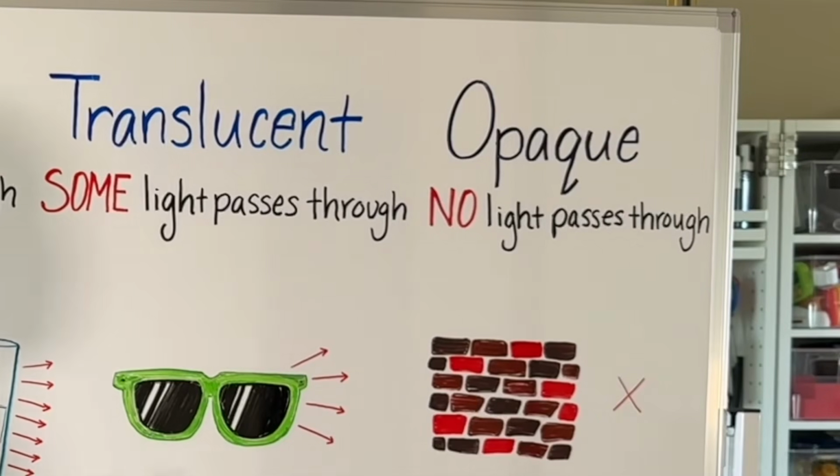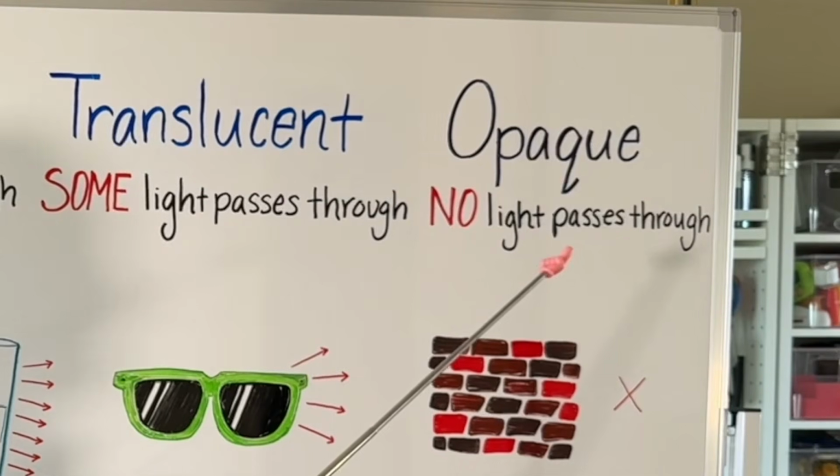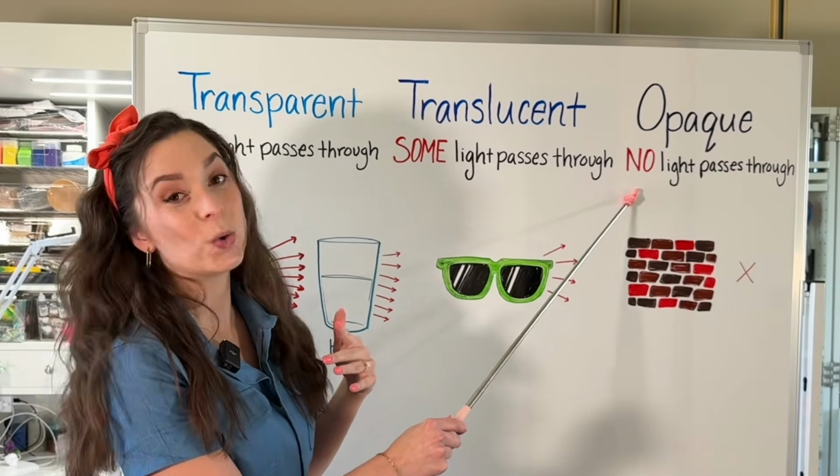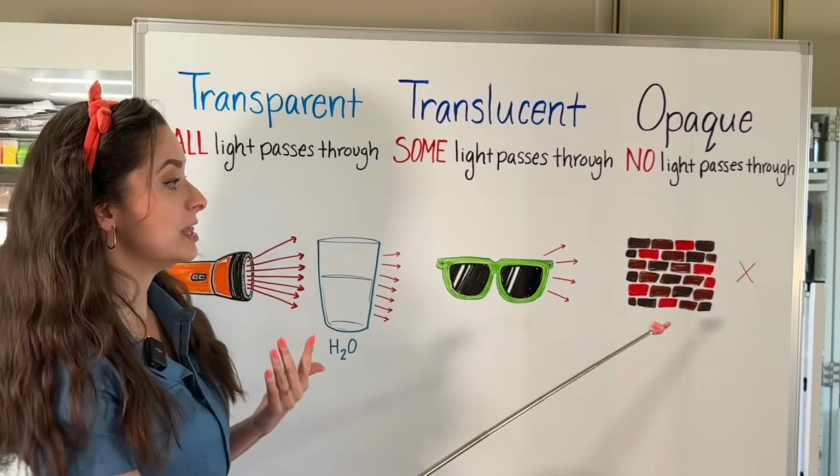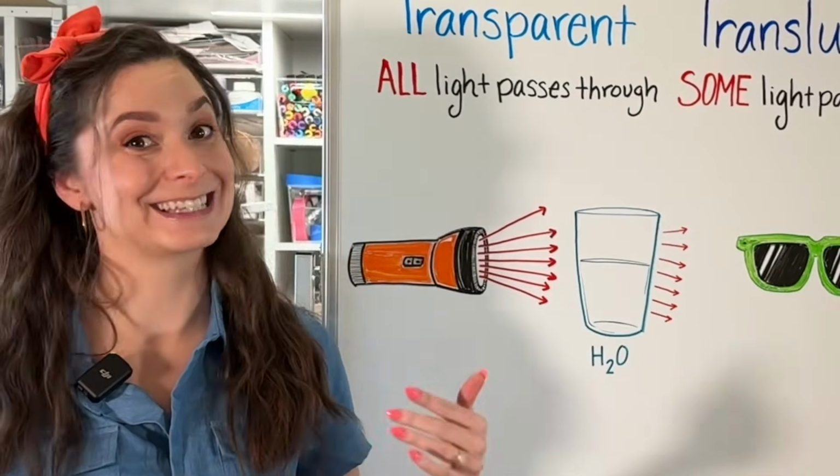And then the last term we're going to be talking about is opaque. This is where no light will be passing through. So think of a brick wall. You can't see through it, no light is coming through.